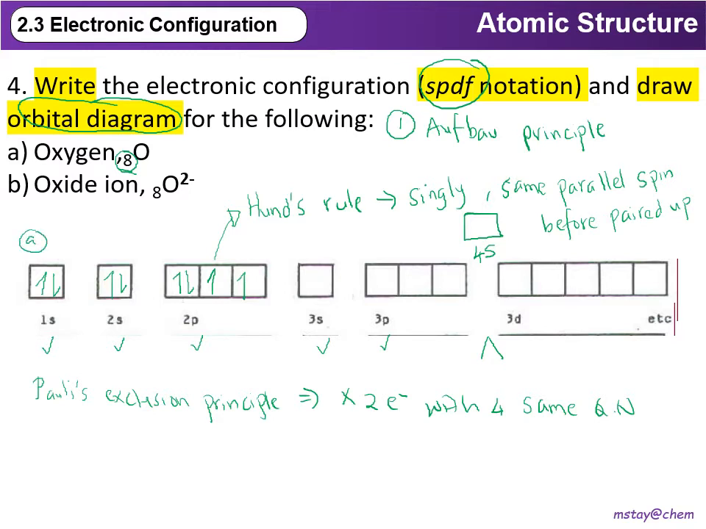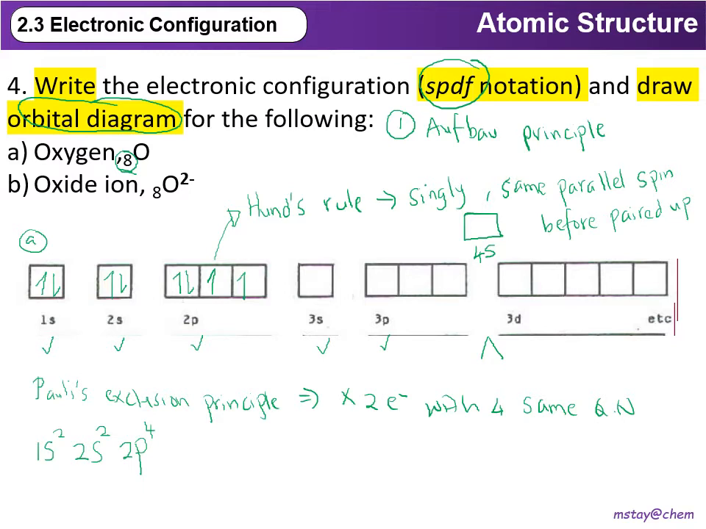Okay, so if now I want to write the SPDF notation, I think it will be very simple. Just look at the 1s orbital, which has 2 electrons, so I write 1s2. The 2s orbital contains 2 electrons, so I write down 2s2. The 2p orbital now has 4 electrons, so it's 2p4. So this is the SPDF notation for oxygen.